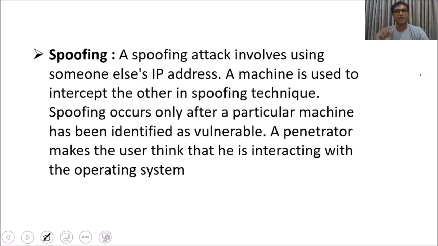But how did the cops come to know you sent that mail? Because of your IP address. So you got caught. Then why are we not able to trace hackers? Because they keep changing their IP address. And that technique is known as spoofing.